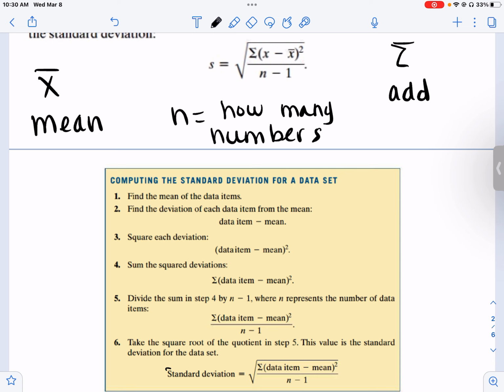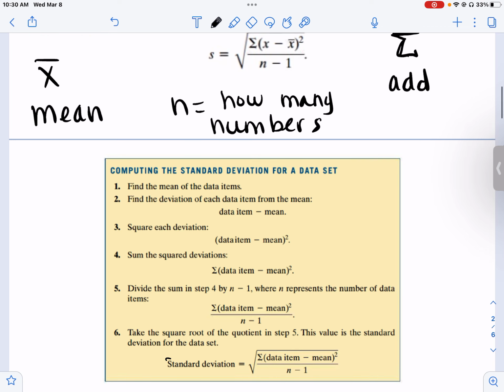Okay? Now, that funny looking symbol means you add each of those numbers. Next, you divide by n minus 1. And last, you take the square root.